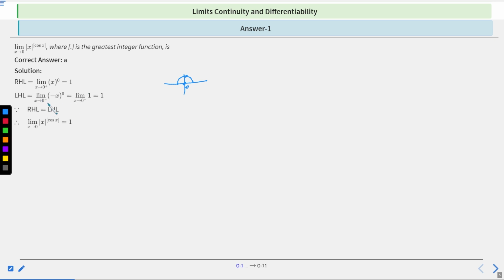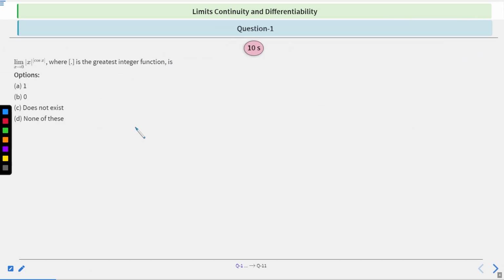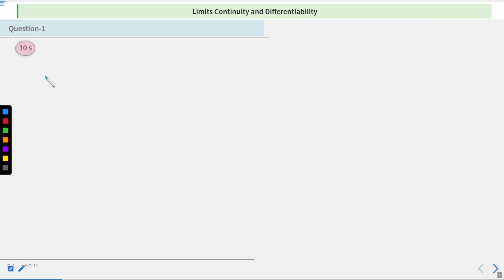And also the limit as x tends to 0 minus, whatever be the value, the value is always between 0 and 1, because the value of cos x cannot go beyond 1, right? So the value is between 0 and 1. So the limit as x tends to 0 minus of x to the power 0 is again 1. So left hand limit is equal to right hand limit, and the limit of |x| to the power greatest integer function of cos x is equal to 1, right? So I think option A is the right choice. Clear?